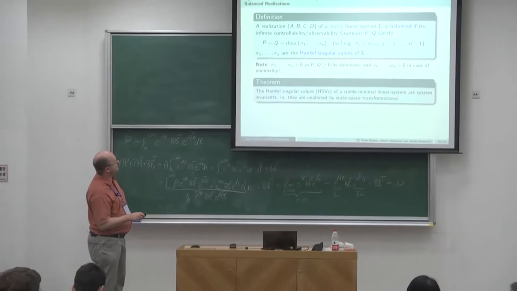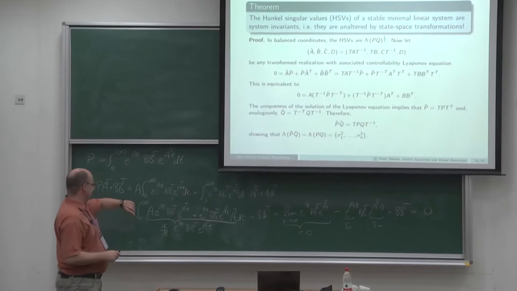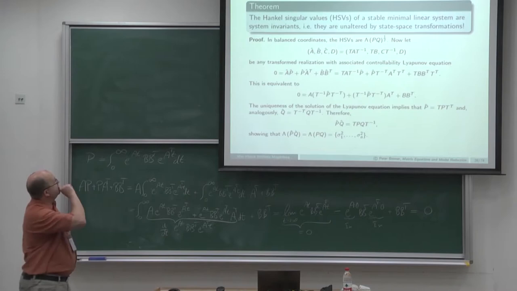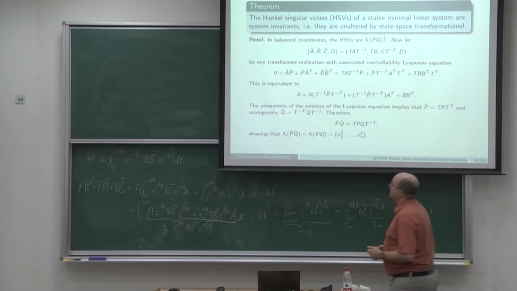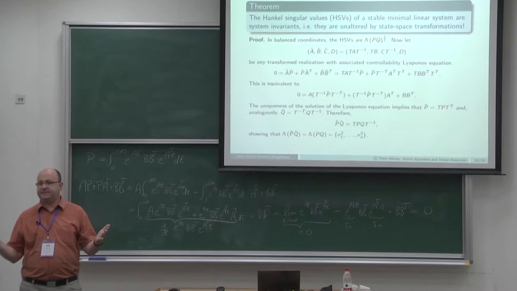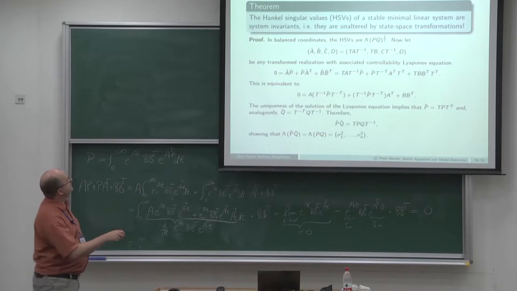singular values of a stable minimal linear system are system invariants. That means they are not changed by state space transformations. And I think I wrote down the proof here in order to save some time. I don't do it on the blackboard. What you have to prove is that if you do a state space transformation, the Hankel singular values do not change. And for that, we first look at what happens to the gradients under a state space transformation. And that is now easier to understand once we know that the gradients satisfy the Lyapunov equations. So we just take any arbitrary T.